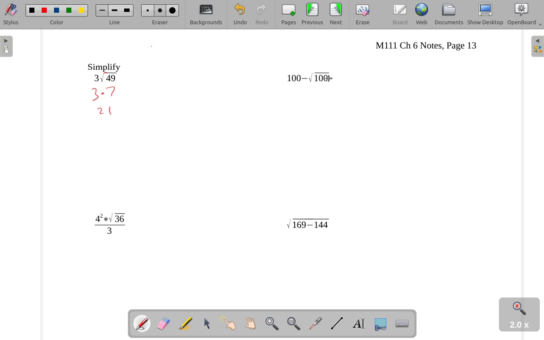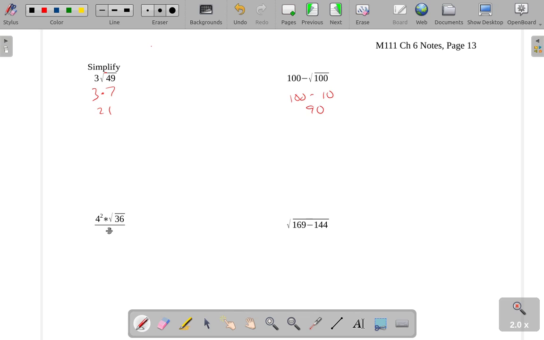100 minus the square root of 100. Similarly here, we have subtraction on the outside, and we have a square root, so we have to take the square root of 100 first. So this is 100 minus 10, because the square root of 100 is 10. And we end up with 90.